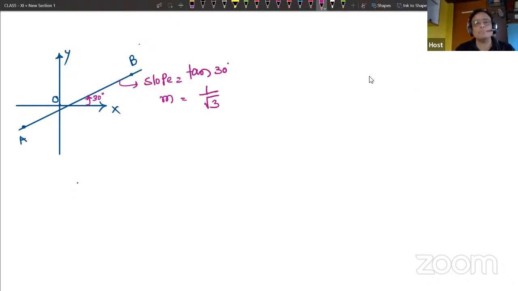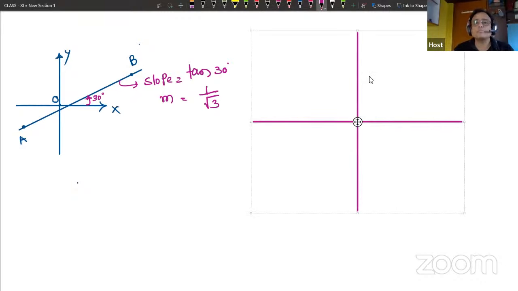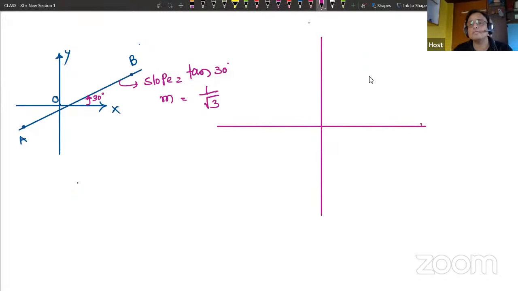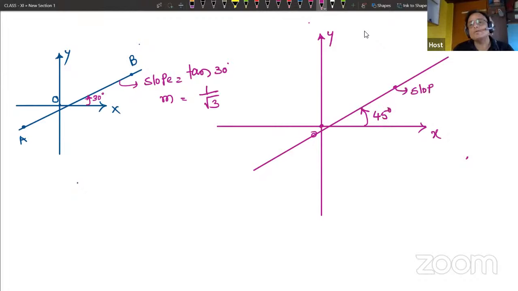Now, once again, see one more example. Slopes are always the most important thing to understand here. Suppose this is another x-axis and y-axis, and there is a line whose inclination is 45 degrees. Then you want this line's slope: put tan of its inclination 45 degrees, so slope M is equal to 1. And similarly, now I'll give you one more basic example here.